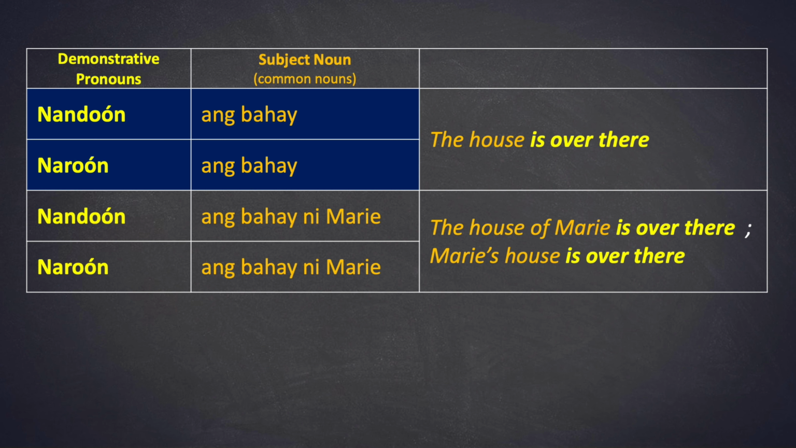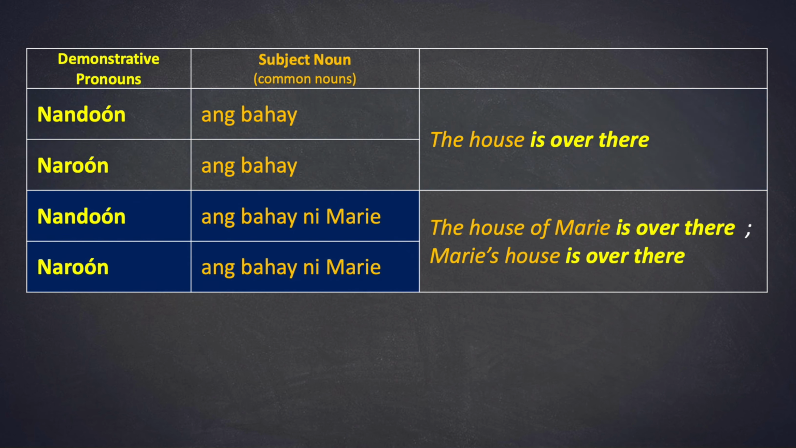Nandoon ang bahay. Naroon ang bahay. The house is over there. Nandoon ang bahay ni Marie. Naroon ang bahay ni Marie. The house of Marie is over there. Or, Marie's house is over there.